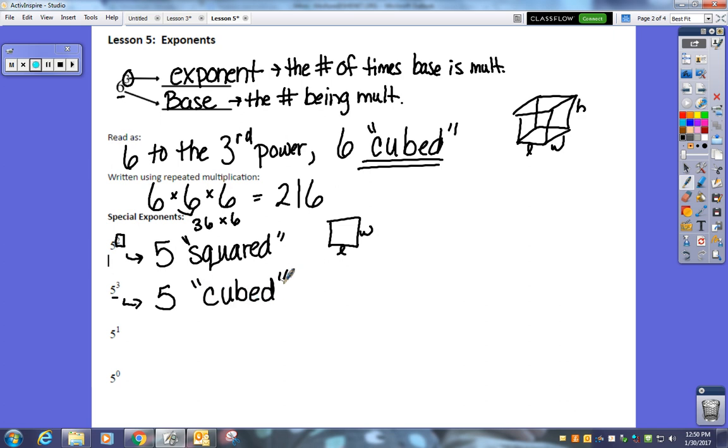And now the other 2 exponents don't really have to do with how they're read, but more with what they're equal to. So 5 to the first power: anytime you have an exponent of 1, it's just the number itself. 1 5 is just 5. Anytime you have an exponent of 0, which is our last special exponent, that's always equal to 1. There is an explanation for this, which if you'd like to look it up on the internet, please feel free to. We're not going to go into it right now, but just know that anything to the 0 power is 1. Okay, let's look at the next piece.